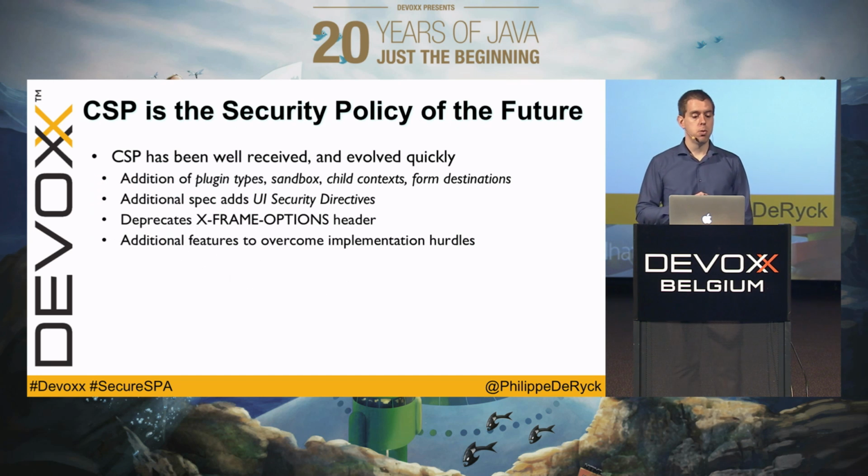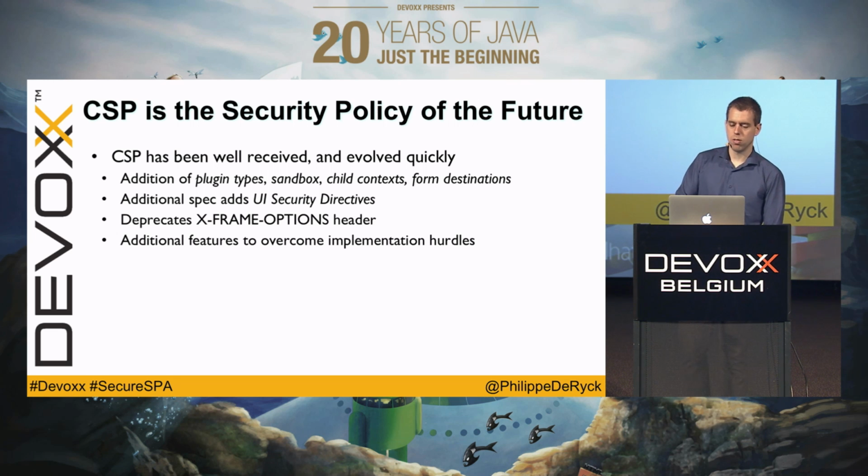So CSP has been well received, especially by browser vendors and the major corporations pushing browser development, like Google, Firefox, those guys. And it has started evolving very quickly. So they started adding new features. They added the possibility to restrict the use of certain plugins. If you want to disable Flash, for example, you can do it. They allow you to sandbox certain content, which is a bit more powerful than the HTML5 sandbox. You can say where forms are submitted to. So this is very useful. If somebody injects a form to steal some data from the user, this will not be allowed by CSP.